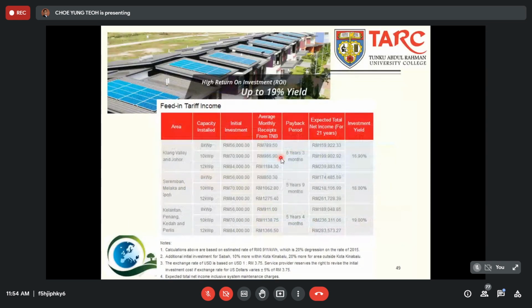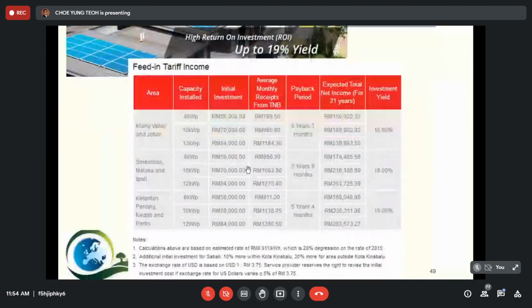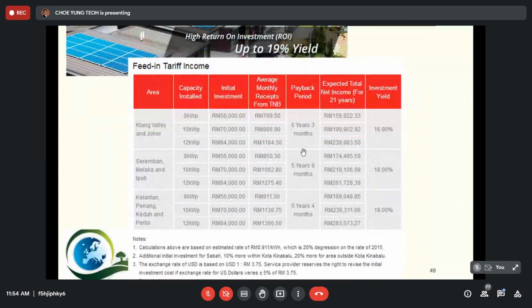Okay, now we talk about ROI for feed-in tariff. You can see how fast the payback period is: 6 years and 3 months. And okay, maybe you don't have the idea on payback period, so you look at the investment yield. If your location is Klang Valley and Johor, investment yield is 16.9%. You can tell me what kind of investment can give you this kind of yield.